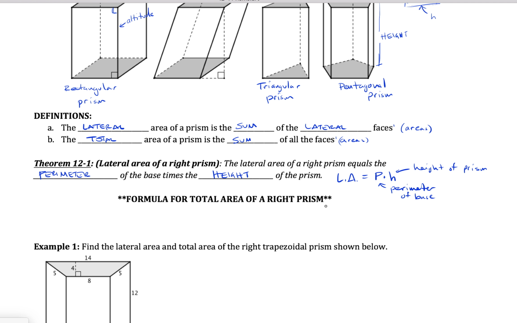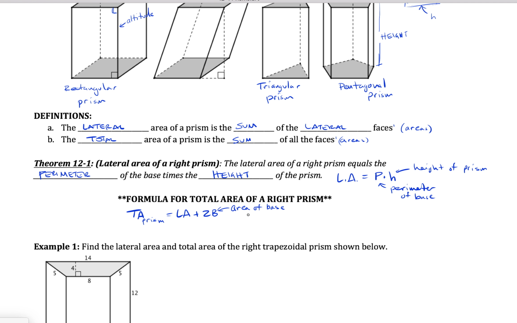Now the total area of a right prism, so we would say TA for total area of a prism, is equal to the lateral area plus 2 times the bases, right? Because the total area is the sum of all the faces. The lateral area takes into account all the lateral faces, but we still have to account for the 2 base areas. So maybe jot yourself a note that capital B stands for area of one of the bases.